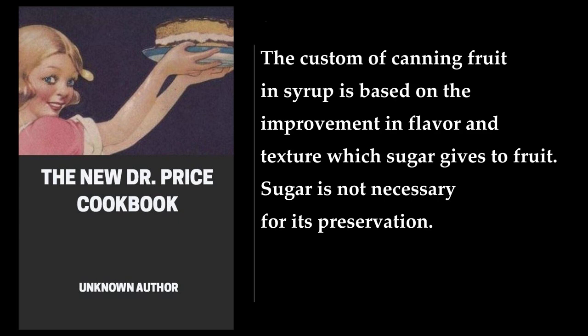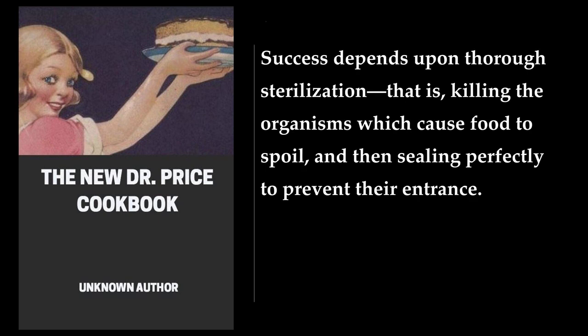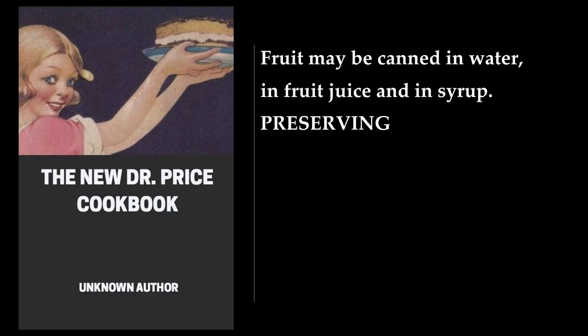The custom of canning fruit in syrup is based on the improvement in flavor and texture which sugar gives to fruit. Sugar is not necessary for its preservation. Success depends upon thorough sterilization, that is, killing the organisms which cause food to spoil, and then sealing perfectly to prevent their entrance. Fruit may be canned in water, in fruit juice, and in syrup.